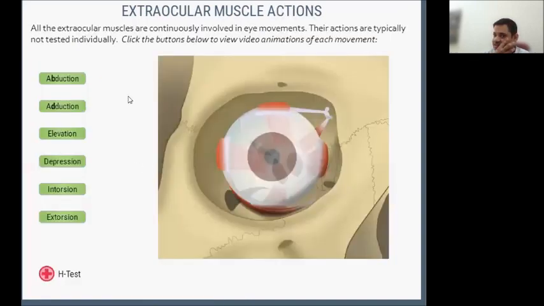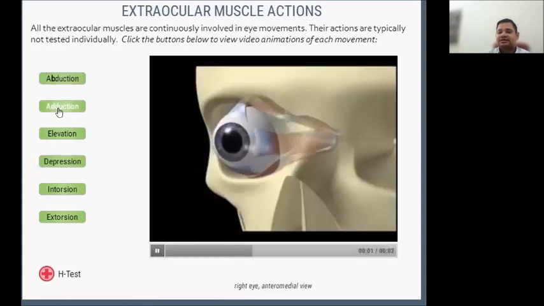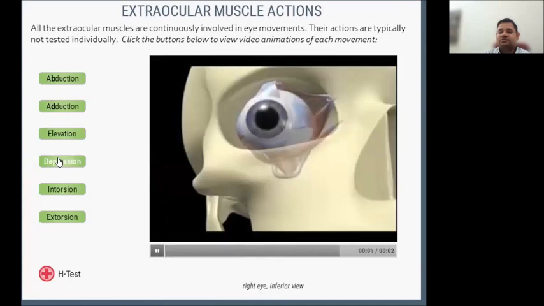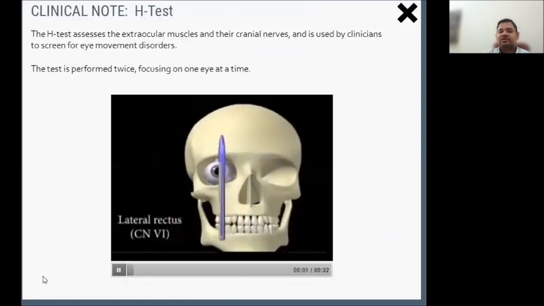extraocular muscles do different actions involving eye movement: abduction, you can see like this, is movement toward the lateral side; adduction, toward the medial side; elevation, upper side movement; depression, lower side, it comes down; intorsion, moving inward; extorsion, moving outward. So these are the different movements which can be done with the help of extraocular muscles.